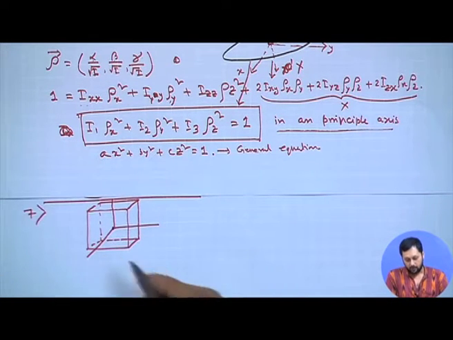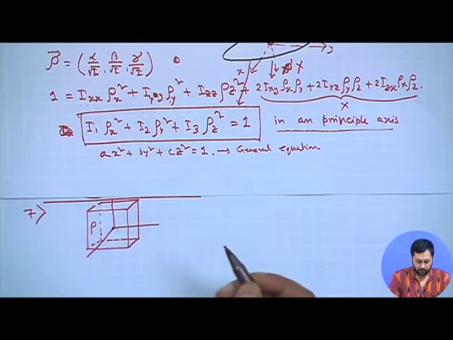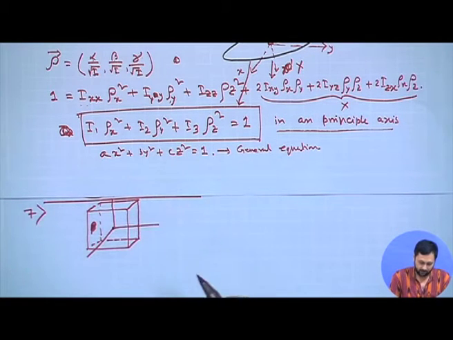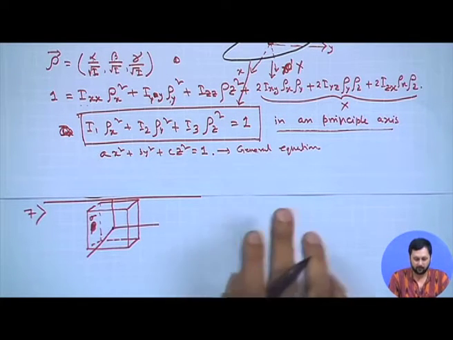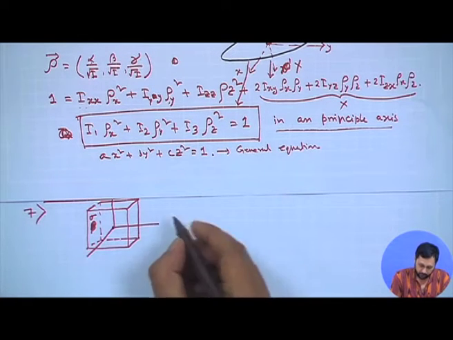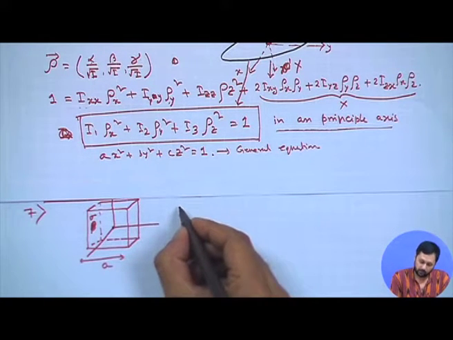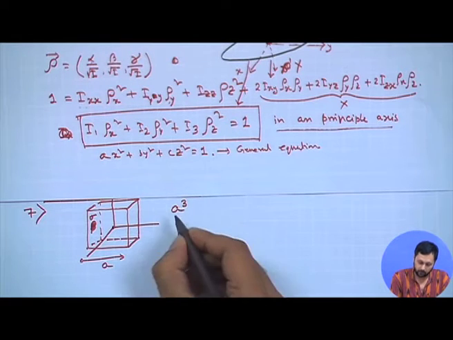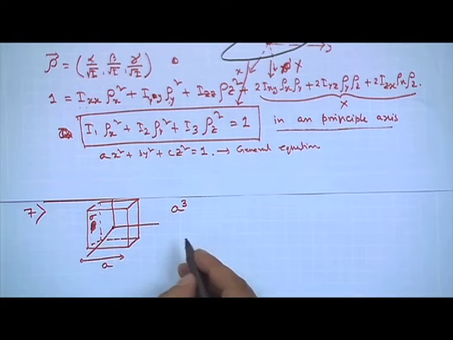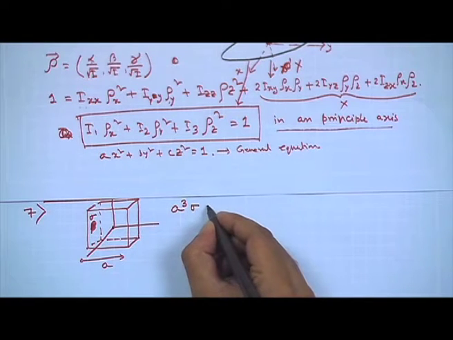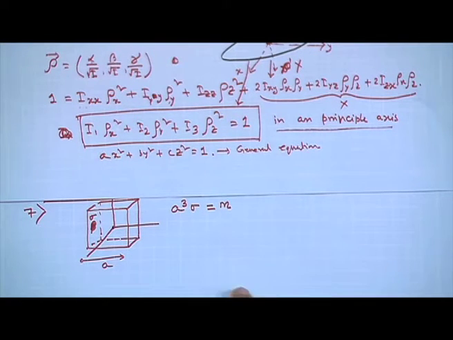Now because it's a homogeneous cube, if I write the density as rho, it will be a bit confusing. So let's call it sigma, which is typically used for surface density, but it's okay for one example. So if each dimension of this cube is a, then the total volume of the cube is a cubed, and then we multiply it by sigma to get the total mass m.